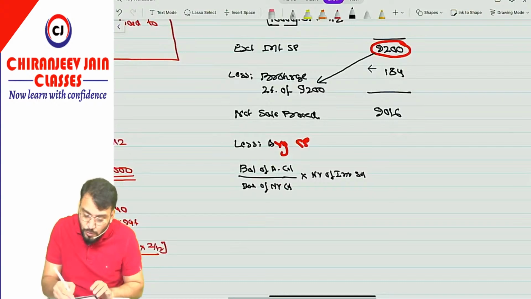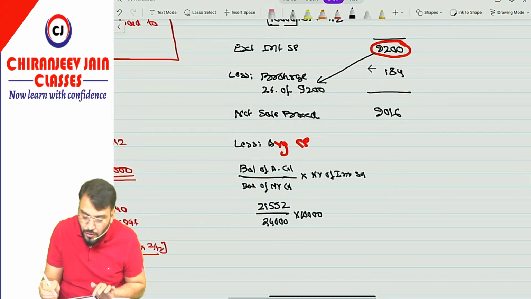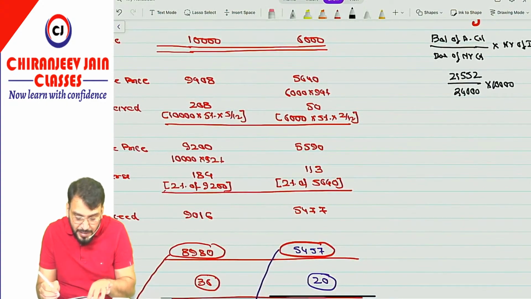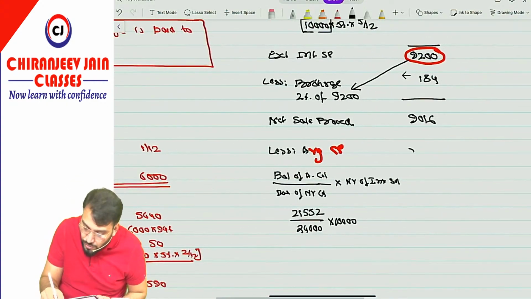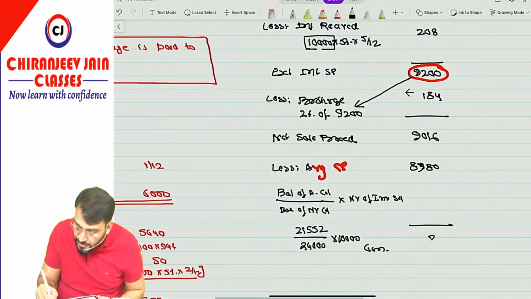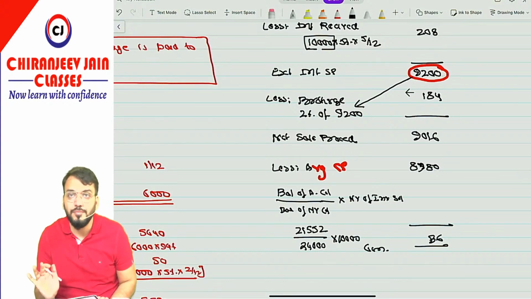How to calculate? 21,552 divided by 24,000, out of that 10,000 sold. So what is the average cost price? The average cost price is coming to 8,980. So 8,980 minus cost, so the gain is, I think, 36. So this is the calculation part.